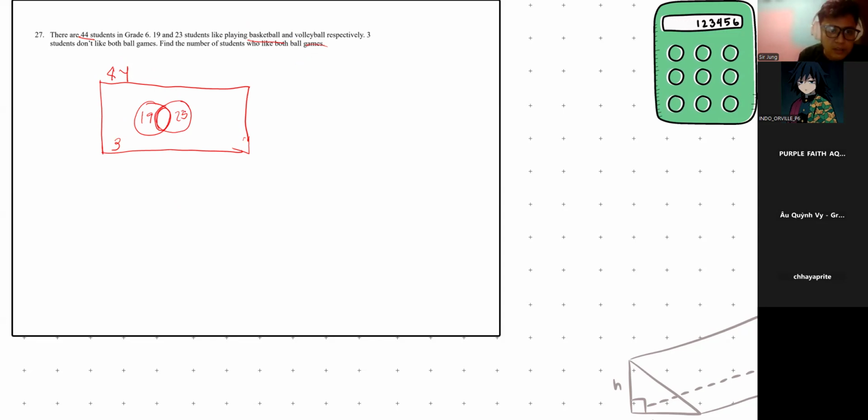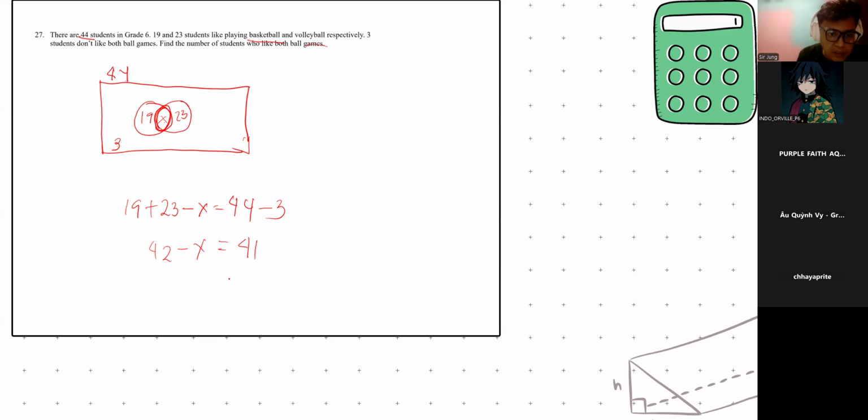So how do we solve for that? So the total should be equal to 44 minus 3. So 19 plus 23 minus. Why did we minus? Because this is an intersection. So we need to subtract the number of students that like both basketball and volleyball. So let's say this is x. So x is equal to 44 minus the number of students that don't like either or neither basketball nor volleyball. So that's equal to 41.